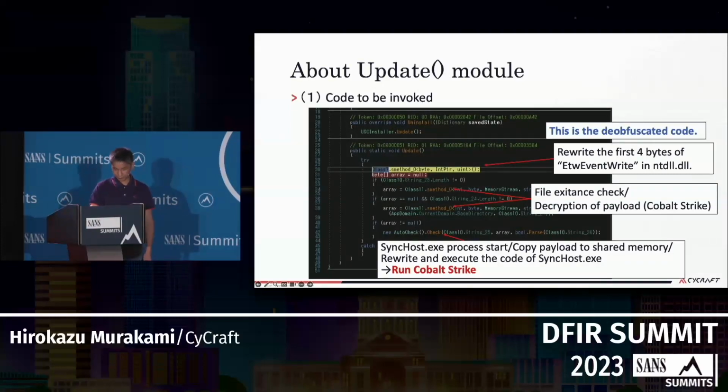After the main function finishes, the update function is triggered. This is the code that decrypts the encrypted file and injects it as a process for execution. I already told you about this earlier. In addition, please note the malware has patched the first 4 bytes of the ETW event write function. I guess this is to avoid EDR.